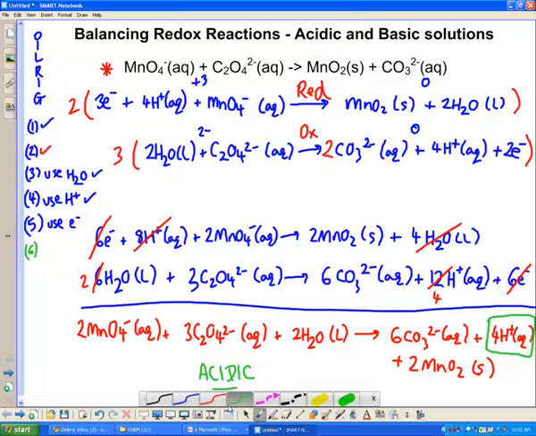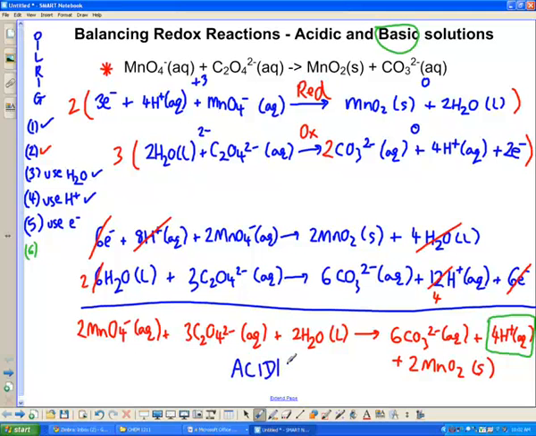Let's see. I will just do that here, just so you can understand that the green is for the basic here. All right. In fact, it's probably a good idea if I just get rid of that too. So that's under acidic conditions. When we are trying to balance something under basic conditions, there are a couple of extra steps.